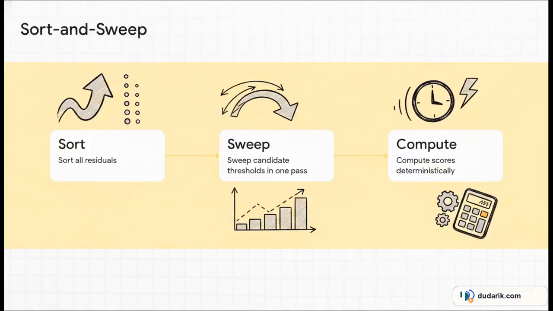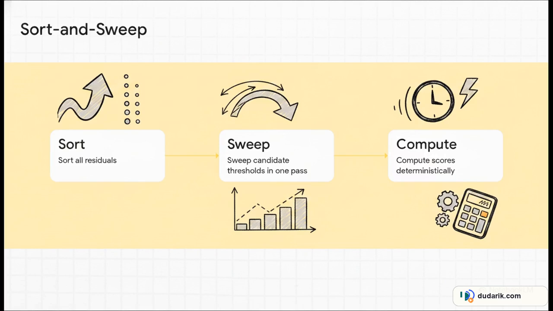Because we have this beautiful closed-form solution, you don't need those heavy iterative refinement loops that usually tank RANSAC runtimes. Instead, you get this super elegant sort and sweep mechanism. Step 1, sort the residuals. Step 2, sweep through your candidate thresholds in one continuous pass. Step 3, compute the scores deterministically. You bypass all those massive pairwise distance calculations.